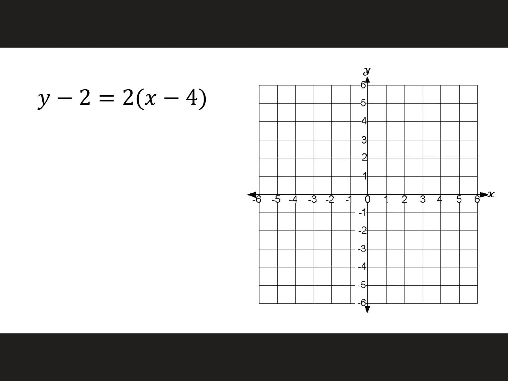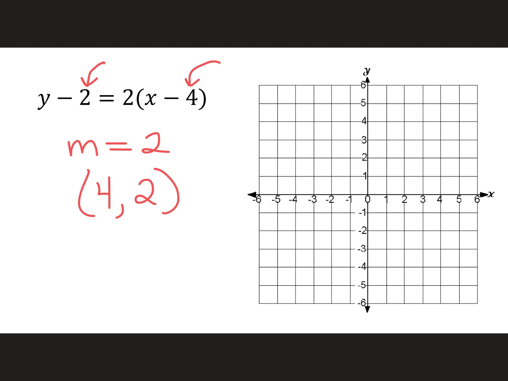Point-slope form is usually not used to graph, but I do want to show you how to graph using this. And so we're going to sit here and say, okay, my slope is what? Well, it's just that number in front of the parentheses, the 2. And then my ordered pair is the value that's being subtracted from x. So it's not a -4, it is a +4. And then the number that's being subtracted from y, which again, it's a +2. And I know that's really confusing, but if you want to look at it this way, it's the opposite of what you see there.